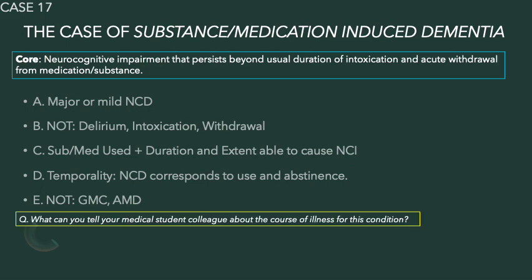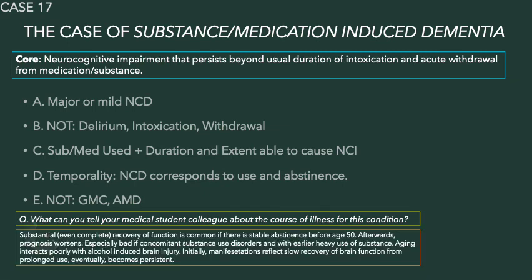Responding to the question, what can you tell your medical student colleague about the course of illness for this condition? You could answer, substantial, even complete recovery of function is common if there is stable abstinence before the age of 50. Afterwards, prognosis worsens, especially bad if concomitant substance use disorders and with early or heavy use of the substance. Aging interacts poorly with alcohol-induced brain injury. Initially, manifestations reflect slow recovery of brain function from prolonged use. Eventually, this becomes persistent.